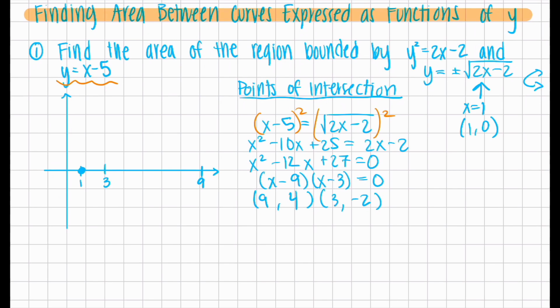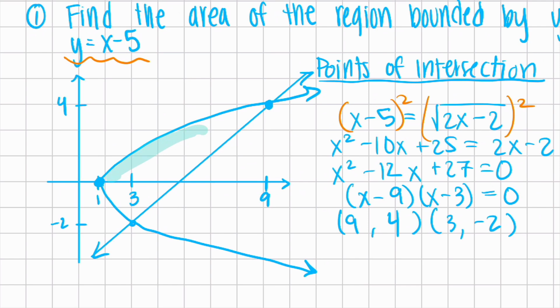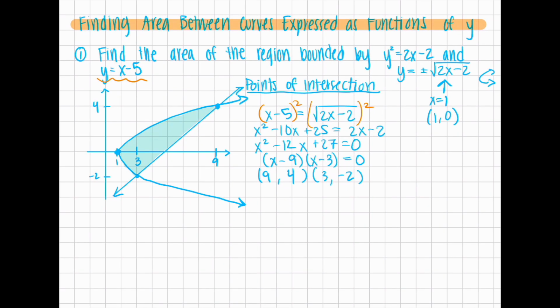And then let's graph the rest. I'm going to say 4 is right here. So here's 9, 4. And then I'm going to say negative 2 is right there. So here is my parabola. And then let's also graph our line. So that means the region that I want to find the area of is this one right here. And we want the area of the region bounded by those two graphs. So that's why we know that this is the area.